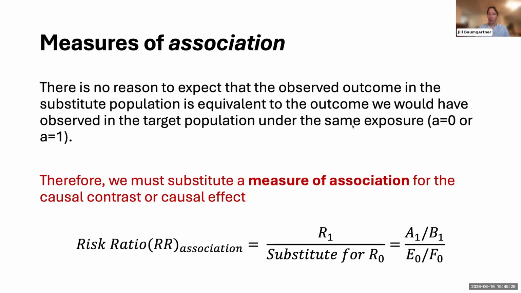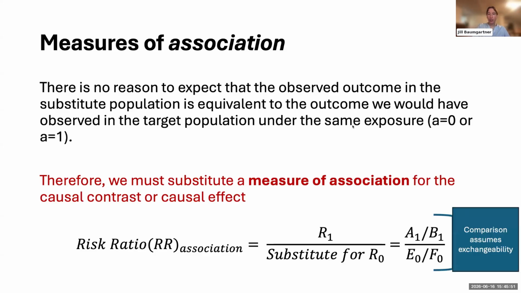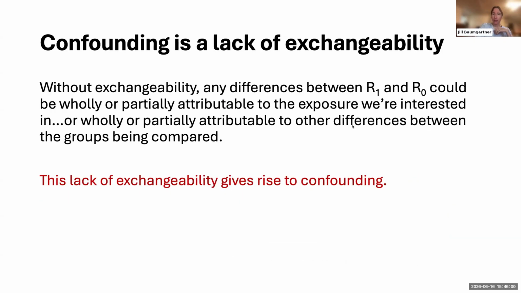So we have to substitute a measure of association for the causal contrast or causal effect. So now we're moving from this hypothetical perfect to real world imperfect. And so, for example, we might compare the risk of our health outcome Y in individuals exposed to a flood with outcome Y in individuals not exposed to a flood. And this assumes exchangeability between our two populations, right? By comparing them, we're saying these populations are exchangeable.